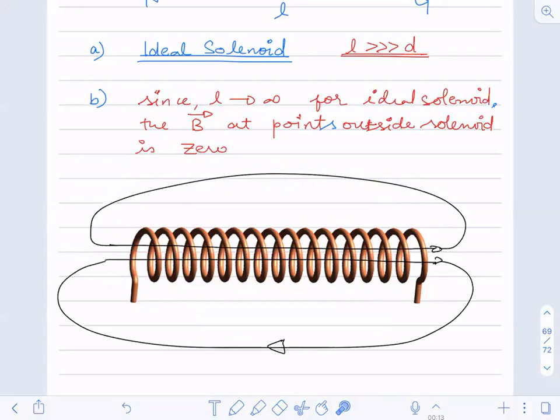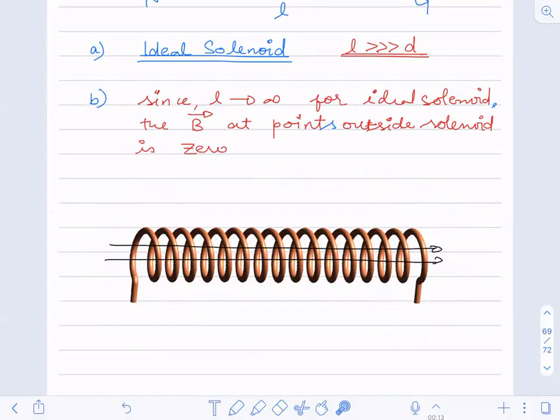Since the solenoid is very, very large, the lines continue to move within the solenoid itself. This is just a hypothesis, as there is no ideal solenoid. So these magnetic field lines will continue to move in the solenoid itself. They have to come to the end in order to return back towards the South Pole.